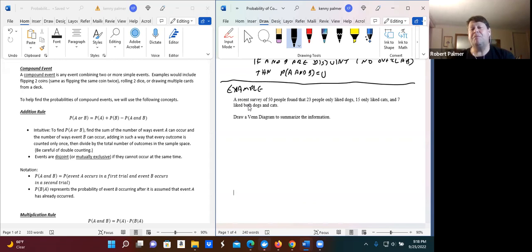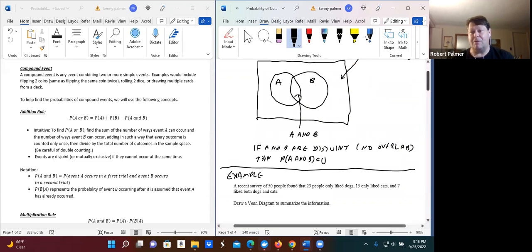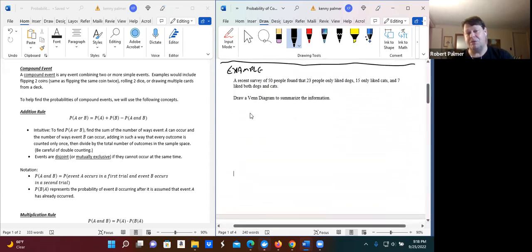A recent survey of 50 people found that 23 people only like dogs, 15 only like cats, and 7 like both dogs and cats. Let's draw a Venn diagram to summarize this information. It'll be very much like we saw up here. This time, I actually put some actual numbers and real situations in this.